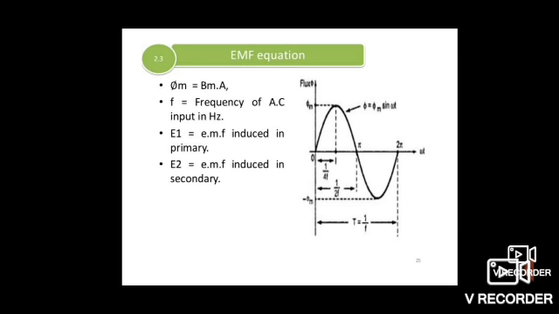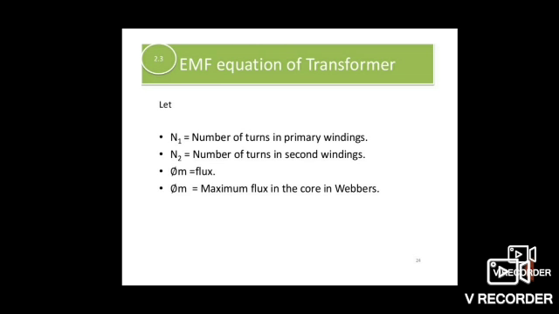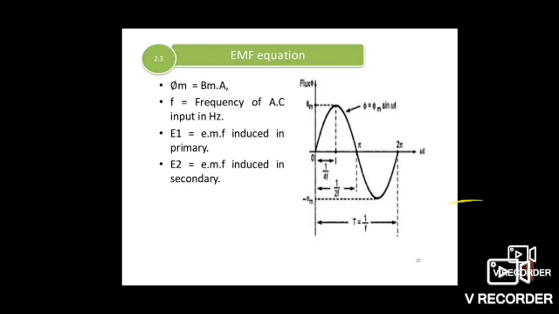E1 is the EMF induced in the primary and E2 is the EMF induced in the secondary. Again I will repeat. Let us consider N1 is the number of turns in the primary winding, N2 is the number of turns in the secondary winding, phi m is the maximum flux in the core in Webers, that is phi m is equal to Bm into A, f is the frequency of AC input in hertz, E1 is the EMF induced in the primary, E2 is the EMF induced in the secondary.